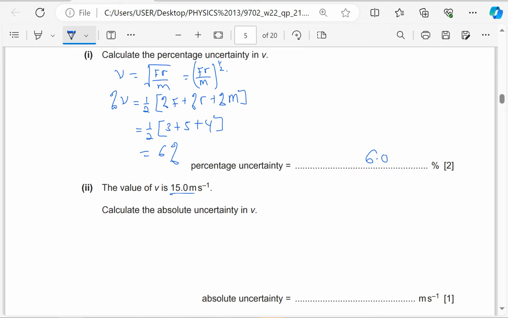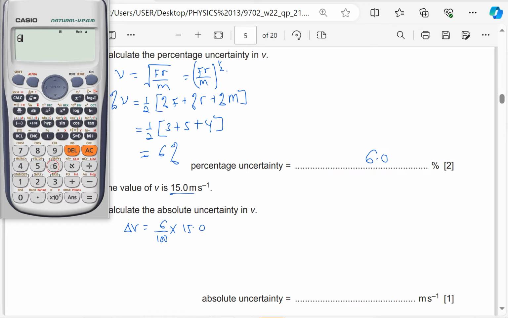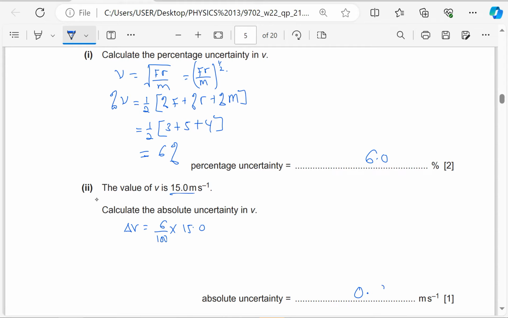So we change the percentage to absolute. So absolute uncertainty in V is going to be, of course, 6 divided by 100, then times the value of V, which is 15.0. So I'll just check my calculator. 6 times 15 divided by 100, which is 0.9. So this gives us 0.9.